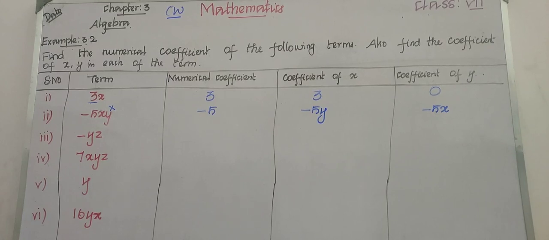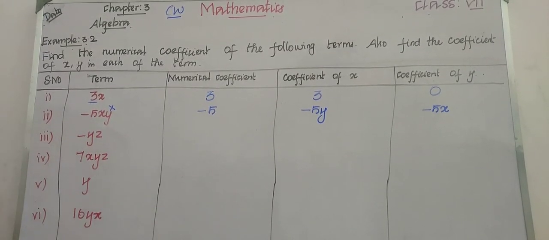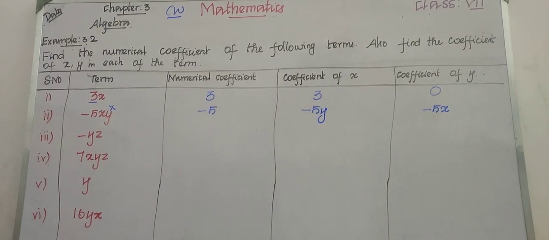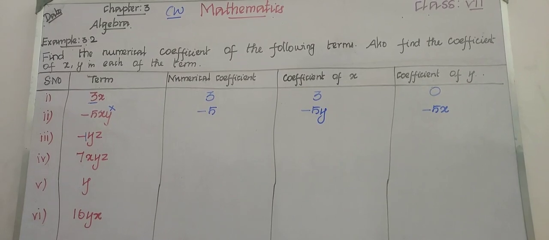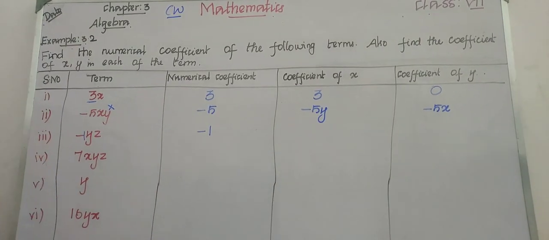Is it clear, children? Let us see the next one, minus yz. What is the numerical coefficient? Earlier itself I said, right, if there are no numerical coefficients, simply we can put 1. We can assume this is minus 1 yz. So what is the answer? Minus 1 is the numerical coefficient. Minus 1.